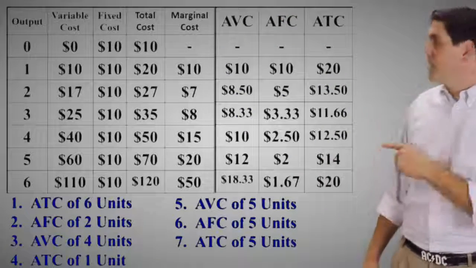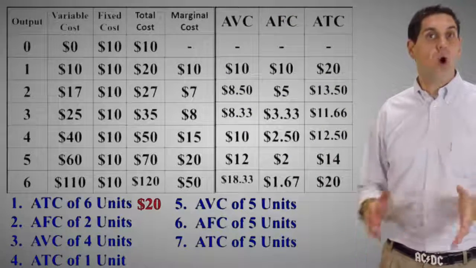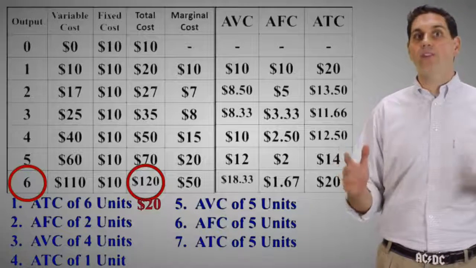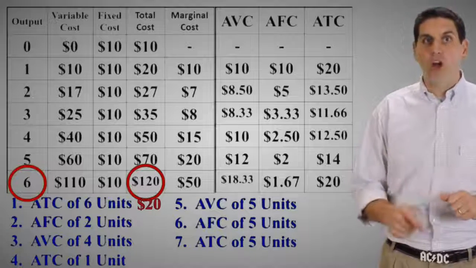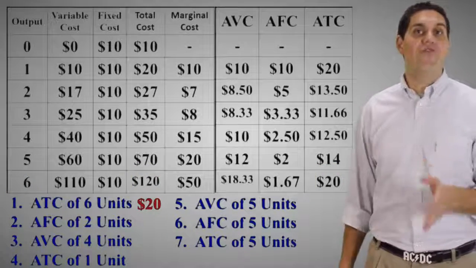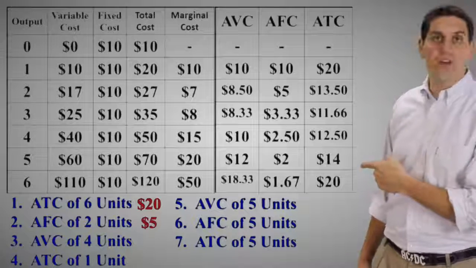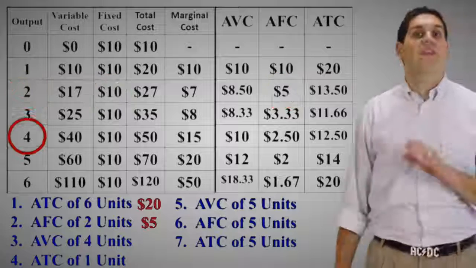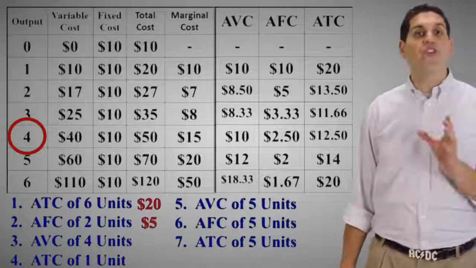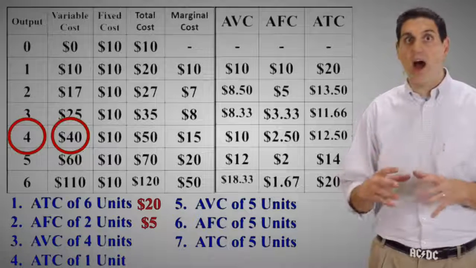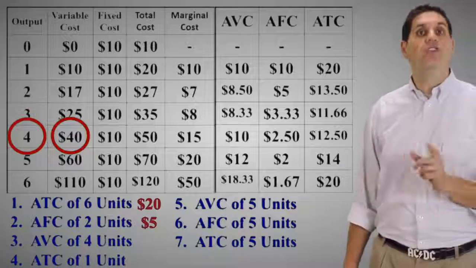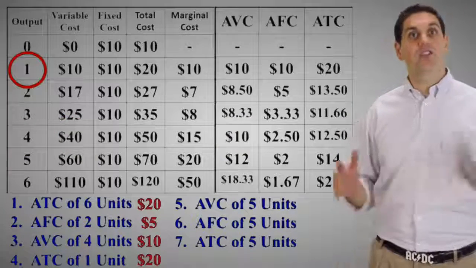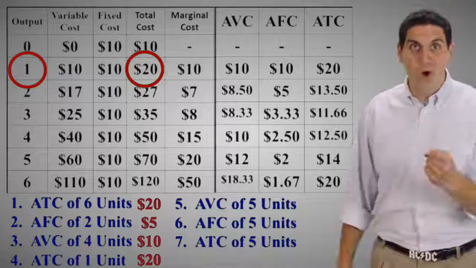Alright, the average total cost of 6 units is $20. That's because the total cost is $120 and we're producing 6 units. So if the total cost is $120 and you produce 6 units, how much did each one cost on average? Well, $20. The average fixed cost of 2 units is $5, right? It's the $10 fixed cost divided by 2 units. That gives us $5. The average variable cost of 4 units is the $40 total variable cost divided by the 4 units that we produced. So it's going to be $10. The average total cost of 1 unit is $20. If 1 unit costs a total of $20, then on average, that 1 unit costs $20.